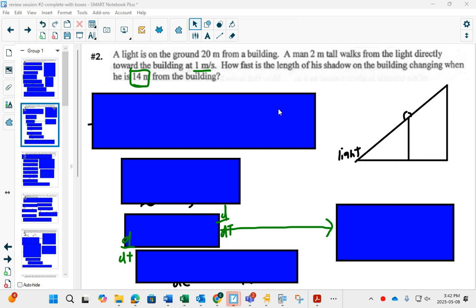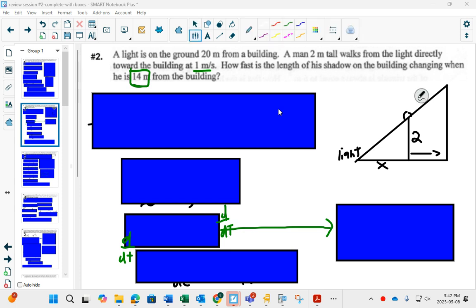We've got our light, we've got our building, and we've got our man that's 2 meters tall, so I'll label that again. And what's happening is the man is walking towards the building. So this is going in this direction. What we have to label on here are the things that are changing and the things that are staying the same. So if I call this my x, then my x is increasing.